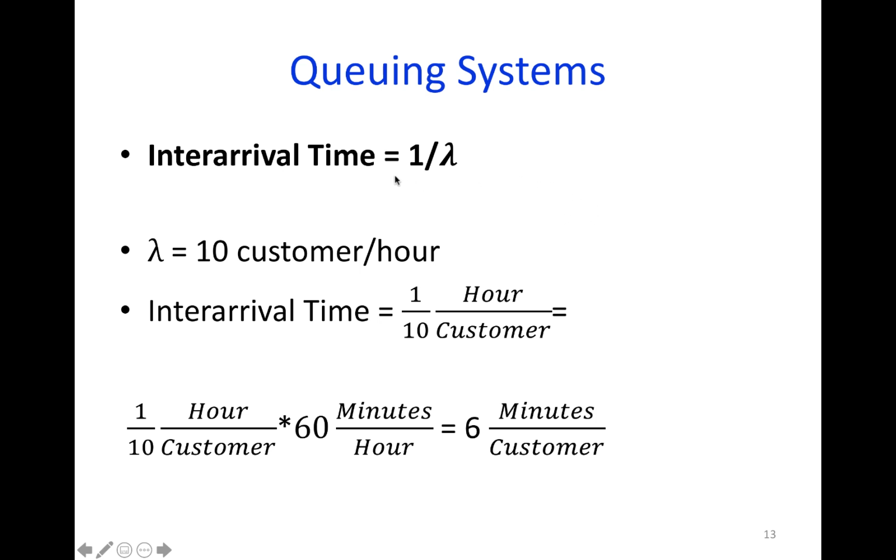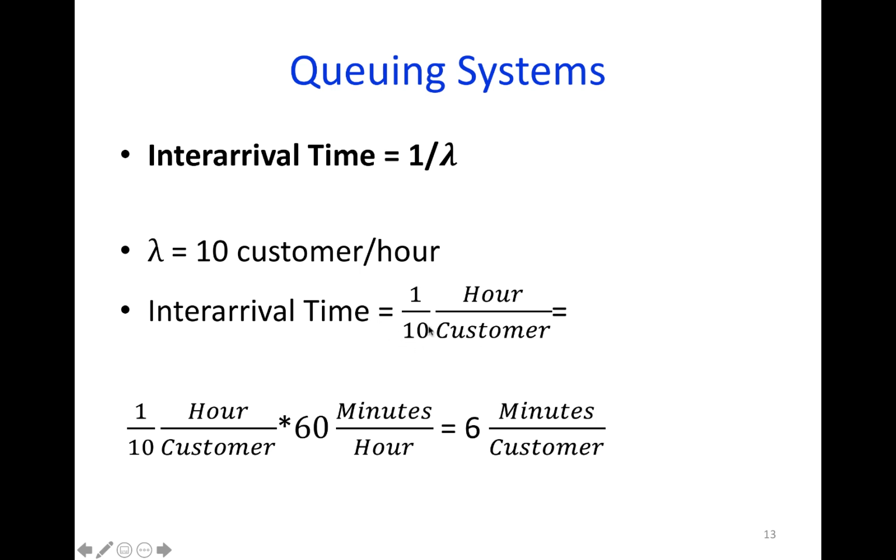So as the formula says, interarrival time is 1 over lambda. So interarrival time is 1 over 10. What is the unit of interarrival time? So if we put lambda in the denominator, we also have to invert the unit of lambda. So then the unit of 1 over 10 will be hour over customer. Okay, so this is 1/10 of an hour per customer, which makes sense.